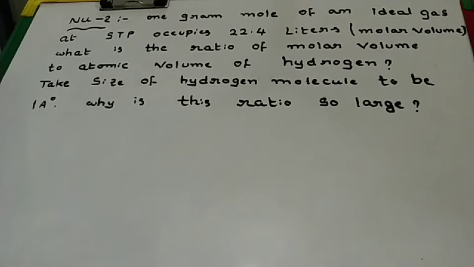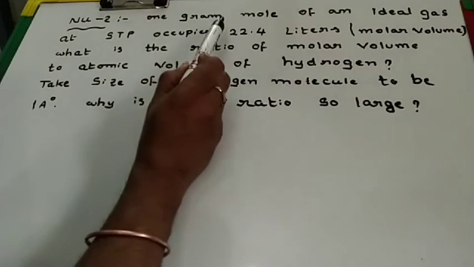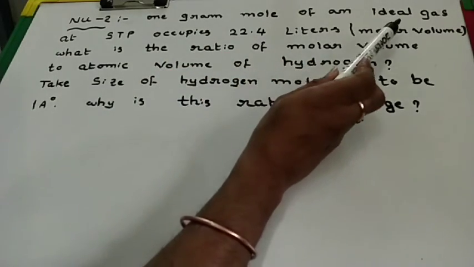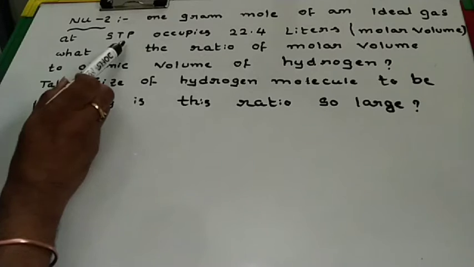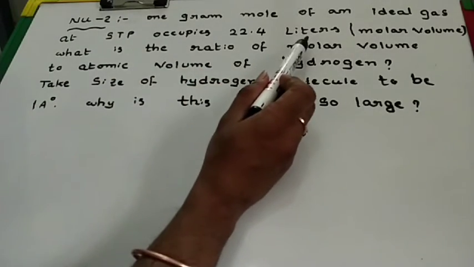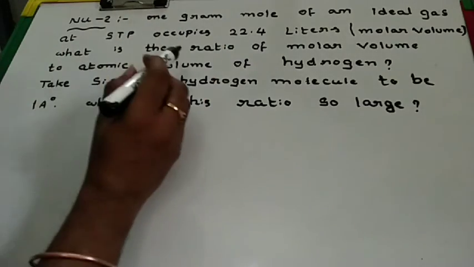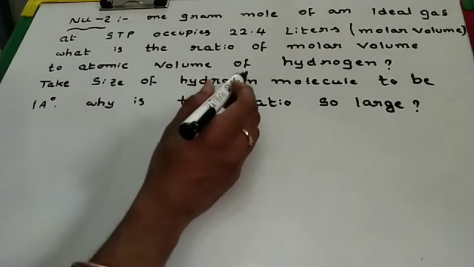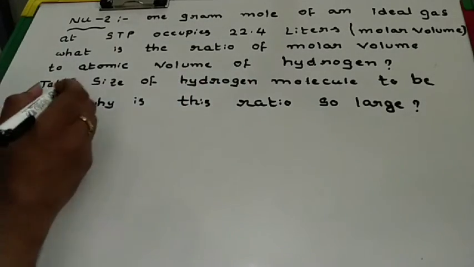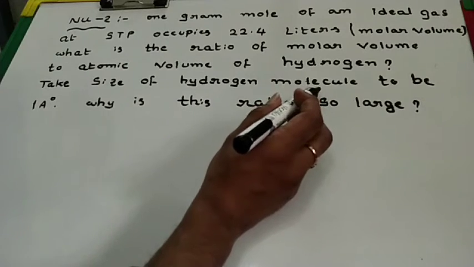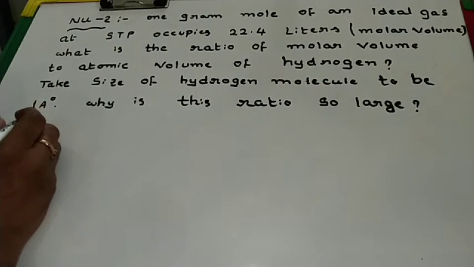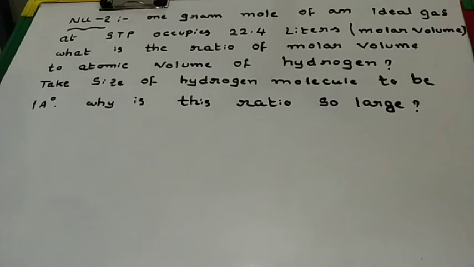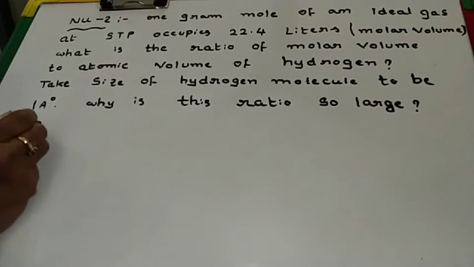This is the question. My dear students, once again I am repeating the question. Please observe carefully. 1 gram mole of an ideal gas at STP, standard temperature and pressure, occupies 22.4 liters molar volume. What is the ratio of molar volume to atomic volume of hydrogen? Take size of hydrogen molecule to be 1 angstrom. Why is this ratio so large? Now go for a solution.